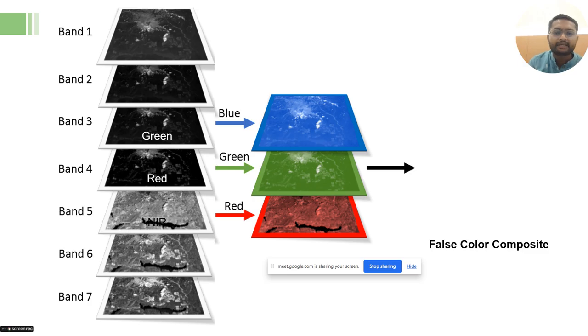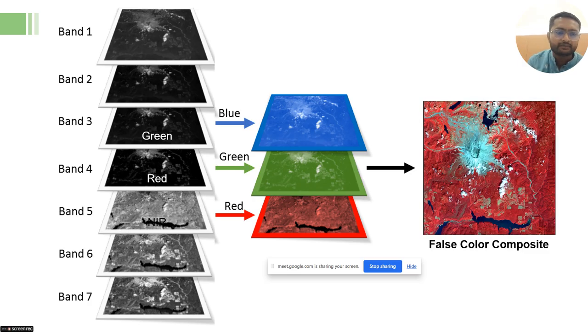So we shifted the bands by one, and now whatever we get will look something like this, which is known as a false color composite. Why false? Because it is not the same as what we see with our human eyes. Here vegetation is looking red, and water is in shades of darker blue or darker black. And if you see that, can anyone tell me why we are seeing more red color in the image?